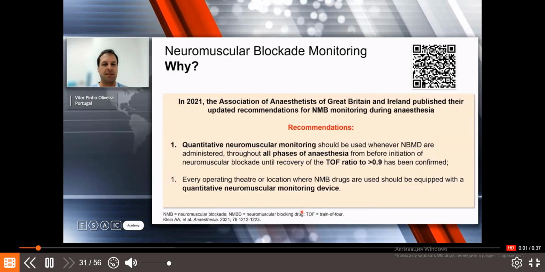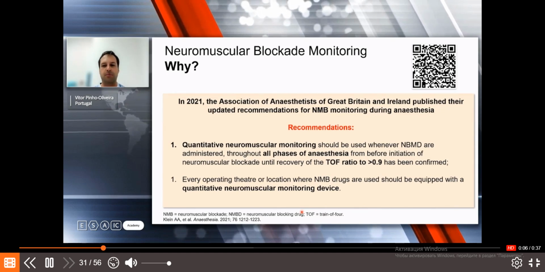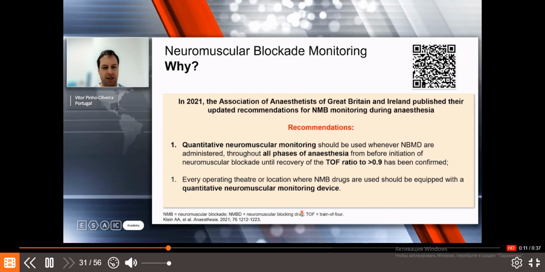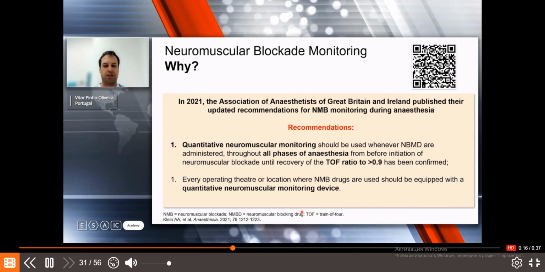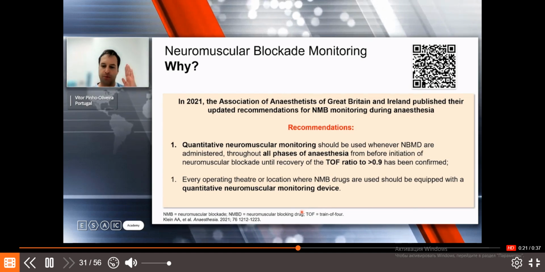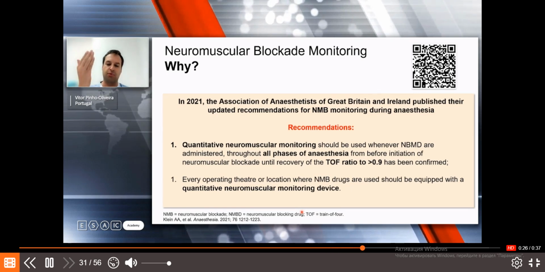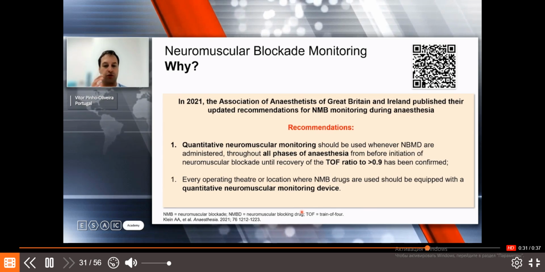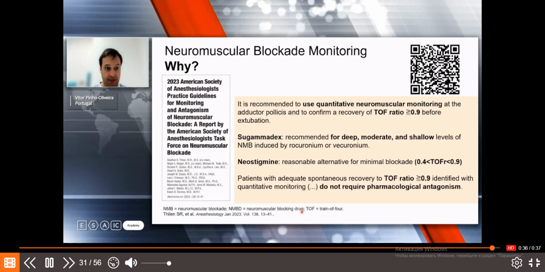Also, the most recent recommendations of the association of anesthesiologists, published in 2021, stated clearly that quantitative neuromuscular monitoring should be used whenever neuromuscular blocking drugs are administered, throughout all phases of anesthesia, from initiation of the blockade until recovery of a TOF ratio superior to 0.9. Every operating theater or location where these drugs are used should be equipped with a quantitative neuromuscular monitoring device.